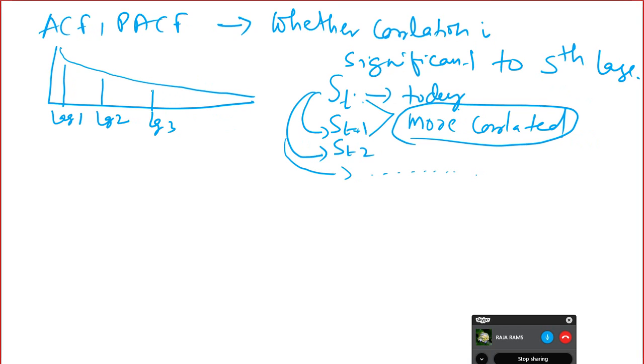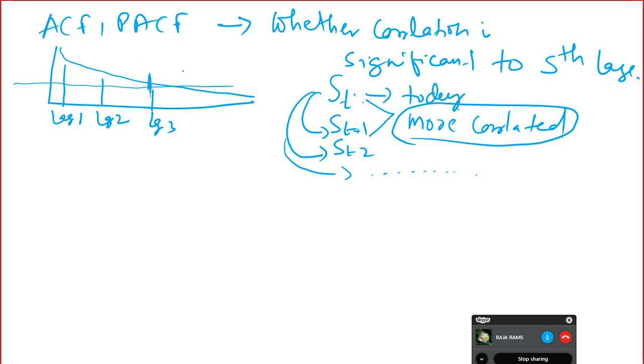We are going to see the curve shape and to what extent it is significant. Let's say this is a significant line, and we determine that up to this point the correlation is above the significant line. Then we'll take the first three lags, something like that.